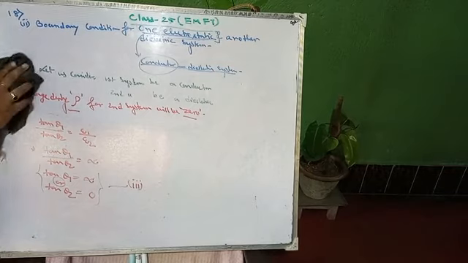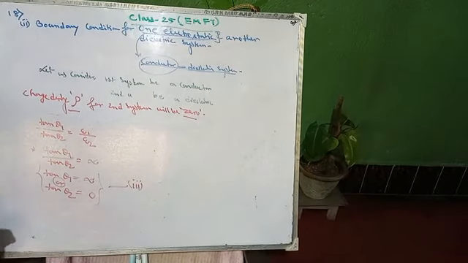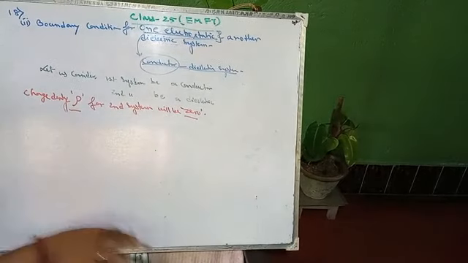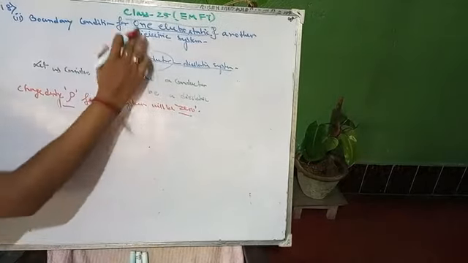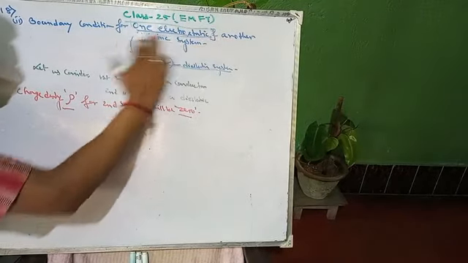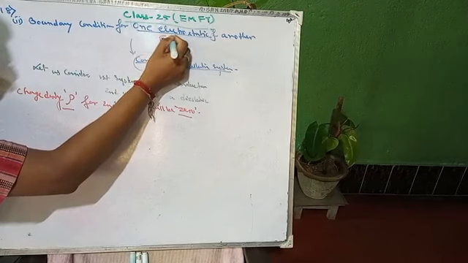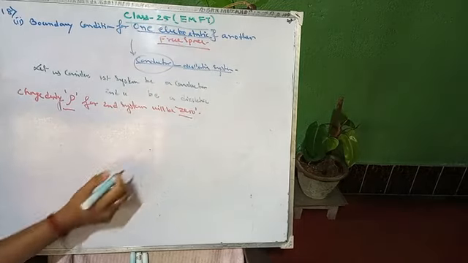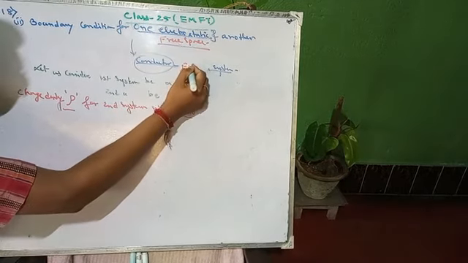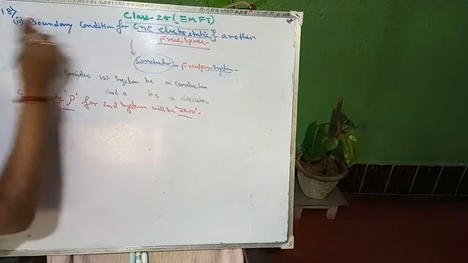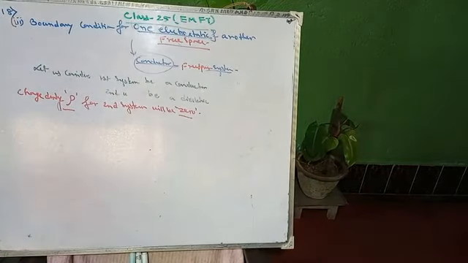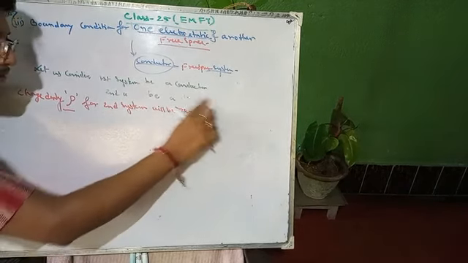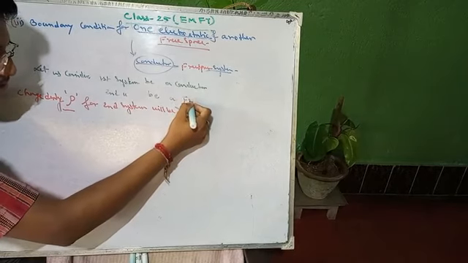Okay, so now the third case, that will be conductor free space, Roman 3. So let one be a conductor and the other free space. Let us consider the first system be a conductor and the second system be free space or vacuum.